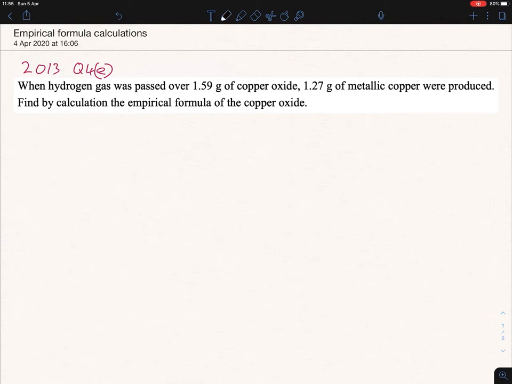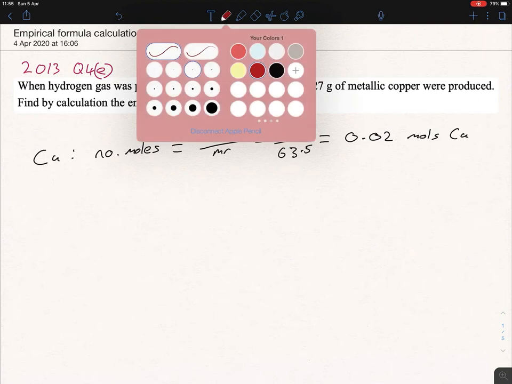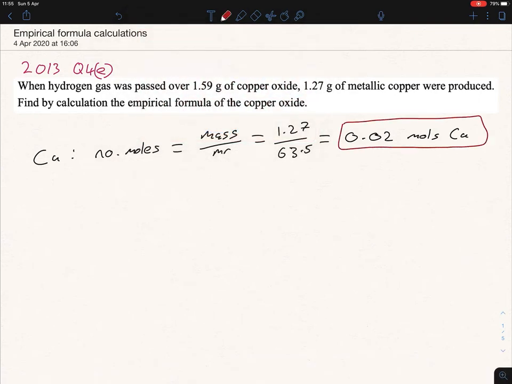So first off, we're told that 1.27 grams of metallic copper were produced. So we're dealing with copper over here. Therefore, number of moles is simply mass over Mr, and 1.27. If we look at the periodic table, the mass number for copper is 63.5, and you're going to get 0.02 moles copper. I'm just going to underline that there, put a box around it. We'll come back to that in a second.